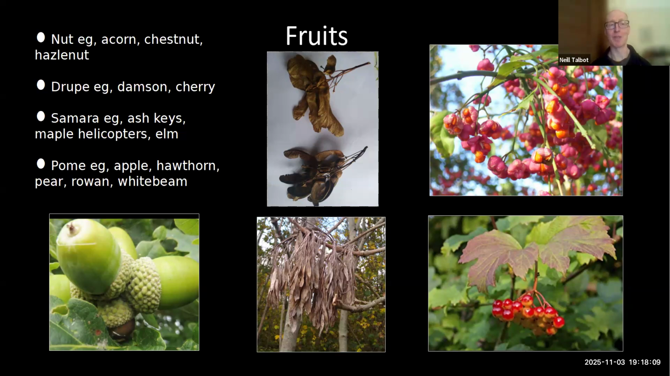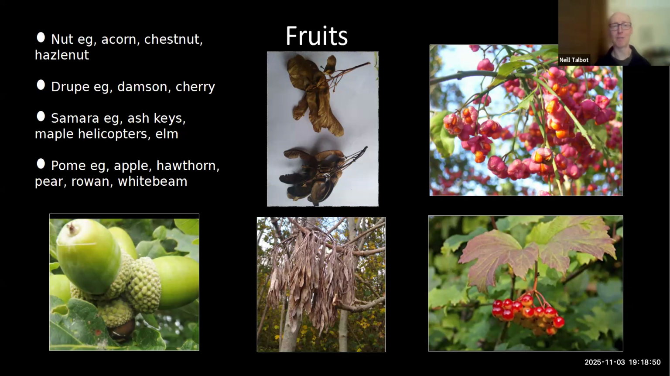Then other typical fruits like pear, for example, and some of the other native species of tree that you'll regularly find, like rowan and whitebeam. The final one is the samara. So ash keys are a great example of that. If you look at the middle picture on the bottom, that's some ash keys drooping down from an ash twig, and they're very distinctive.